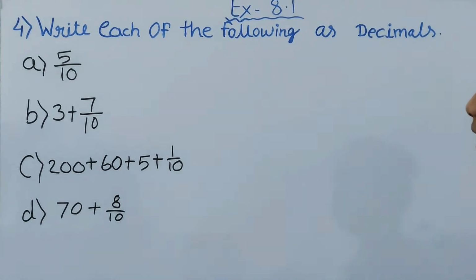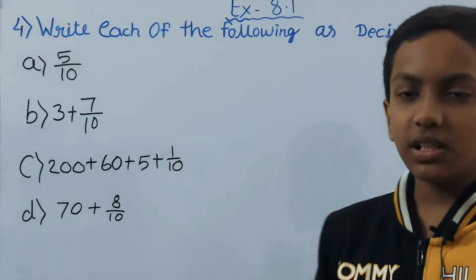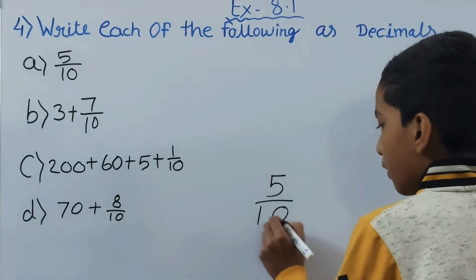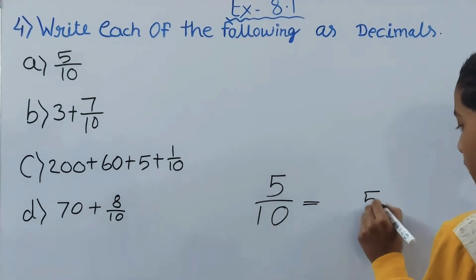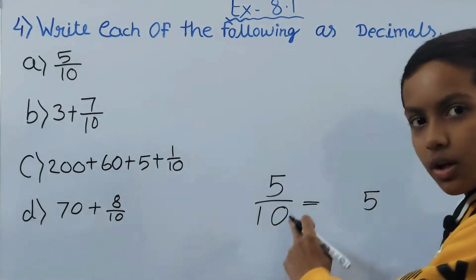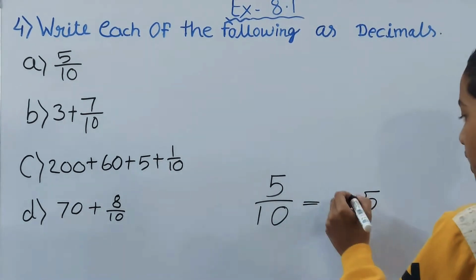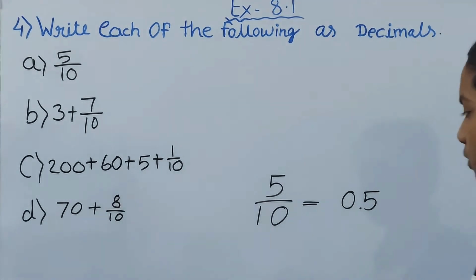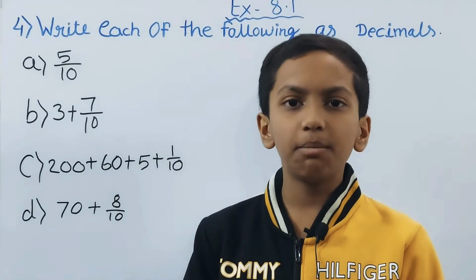So let's start. Let's see the A part, which is 5 upon 10. This is very simple. If you convert 5 upon 10 into a decimal, first we will write 5 here and count the number of zeros here. So there is 1 zero. That means we will put the decimal point from the right, and we will put a 0 as there is no other digit to complete this. So this becomes 0.5. Now, friends, let's see the B part.